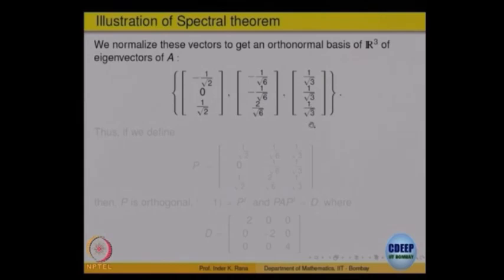There are 3 of them. So, they will form a basis for R 3, and each one of them is an eigenvector, right, because we have taken eigenvectors and only modified them. So, these are eigenvectors. What is the corresponding matrix that you will get? P, the matrix whose columns are these vectors: first column is the first eigenvector, second column the second eigenvector, third column the third eigenvector.